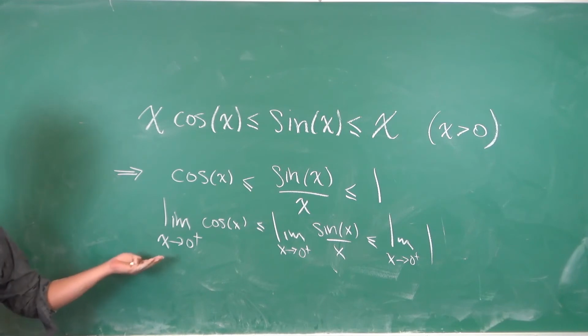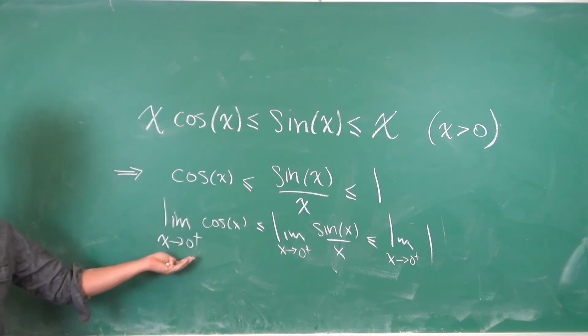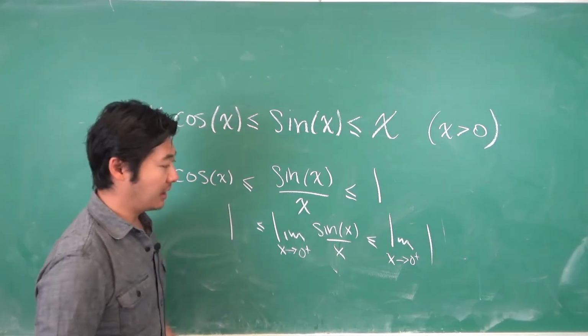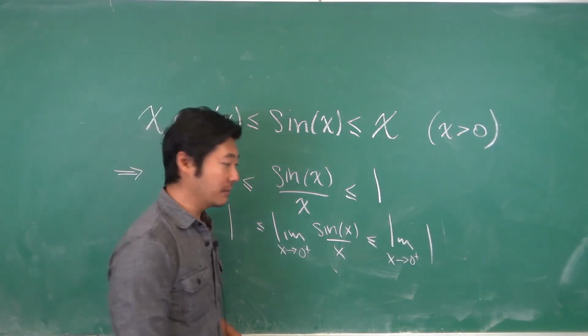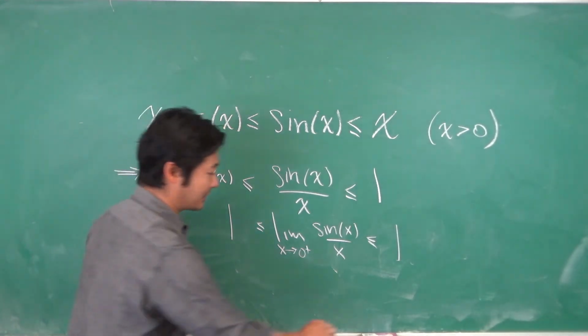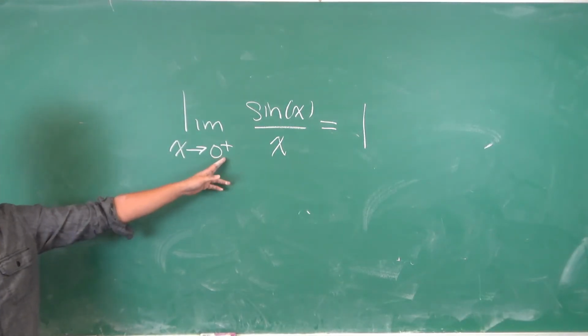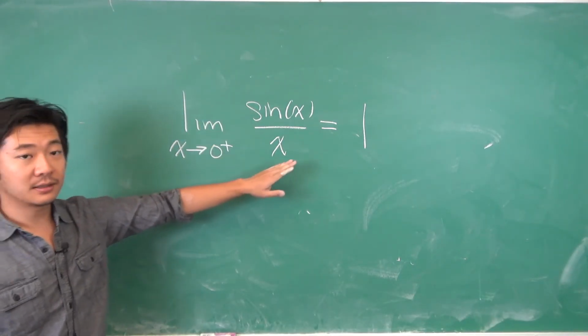But we know that when x goes to 0 for cosine, it's 1. And the limit as x goes to 0 of this constant 1 is of course 1. And so we get the one-sided limit as x goes to 0 from the right-hand side of sine x over x is equal to 1.